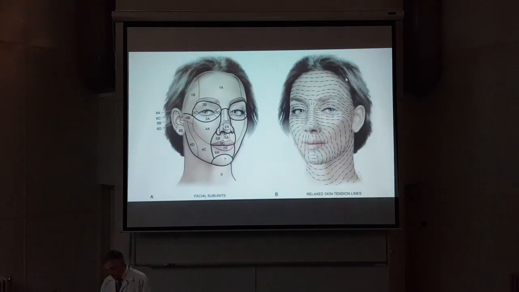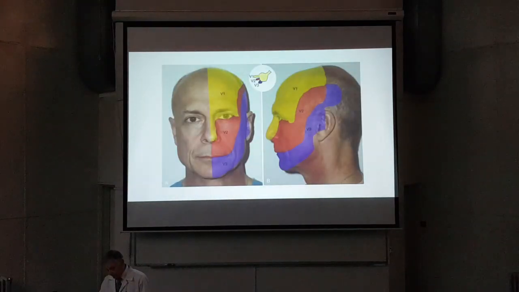This figure is telling me that these are the lines of Langerhans, and if I am going to make a suture, it should be along these lines. But traumatic wounds, they don't follow. So we suture them and we expect bad scars.